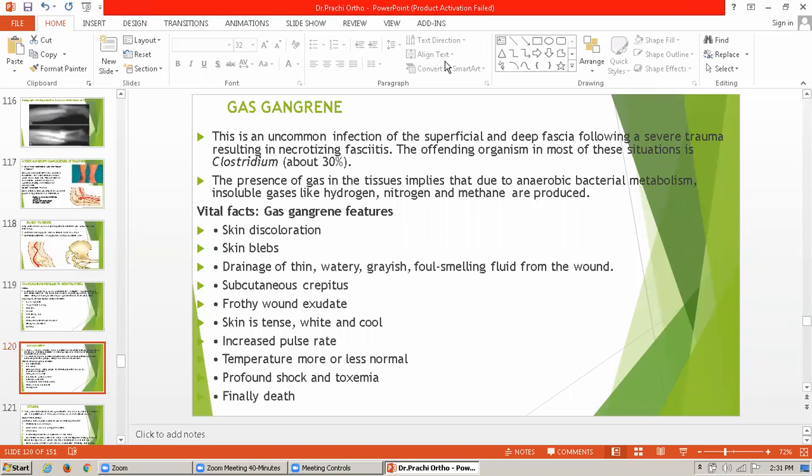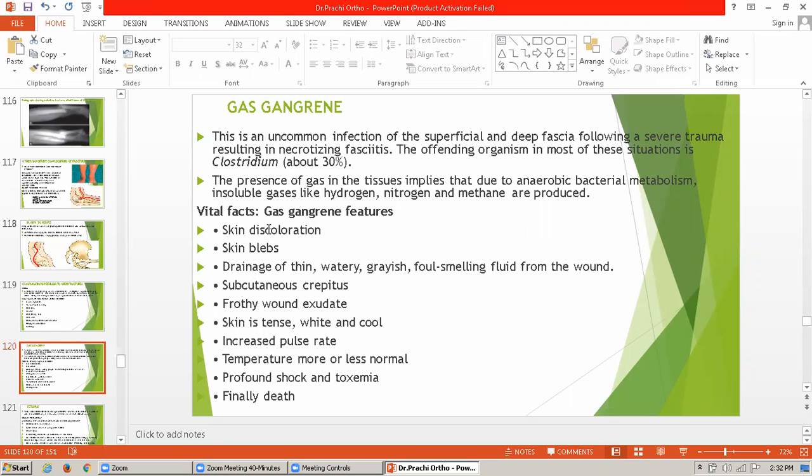Then gas gangrene. Gas gangrene is an uncommon infection of the superficial and deep fascia following a severe trauma, resulting in necrotizing process. And the offending organism in most of these situations is Clostridium, that is about 30%. The presence of gas in these tissues implies that due to anaerobic bacterial metabolism, insoluble gases like hydrogen, nitrogen, and methane are produced.